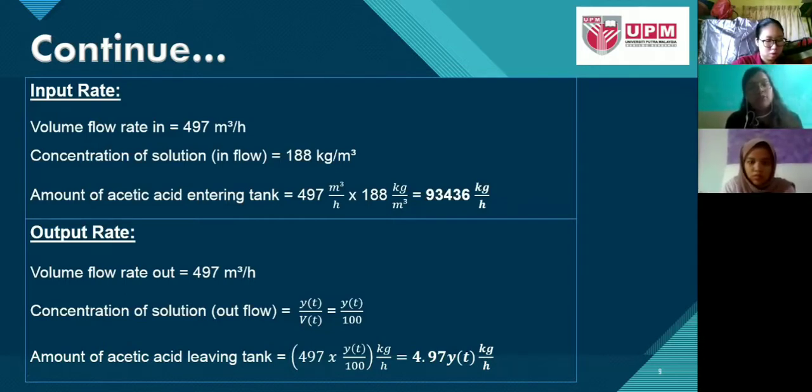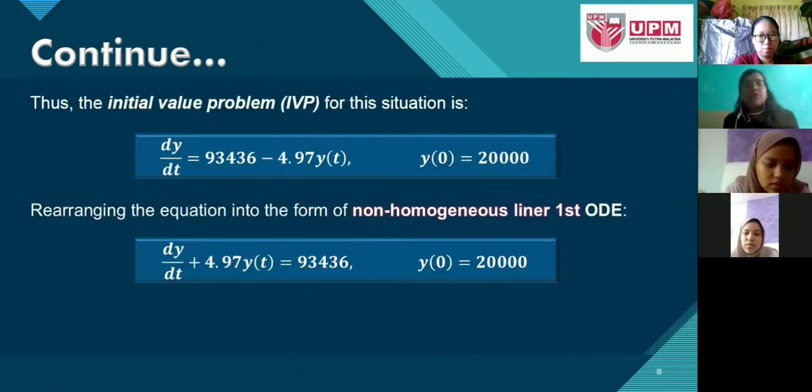The same method is going to be used to calculate the output rate. However, we do not have the concentration of solution for the outflow of the acetic acid from the crude acetic acid tank. Therefore, as you can see here, we have written it as YT over VT. However, we do know the flow, which is 100. Hence, we can use this to multiply and also find the algebraic output rate.